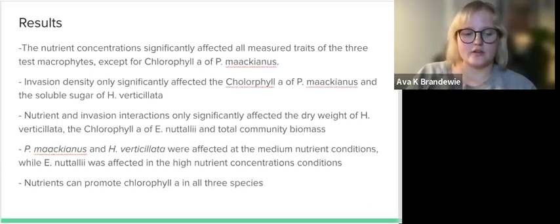So the nutrient and invasion concentration interactions only significantly affected the dry weight of H. verticulata, the chlorophyll A of E. nataliae, and the total community biomass.